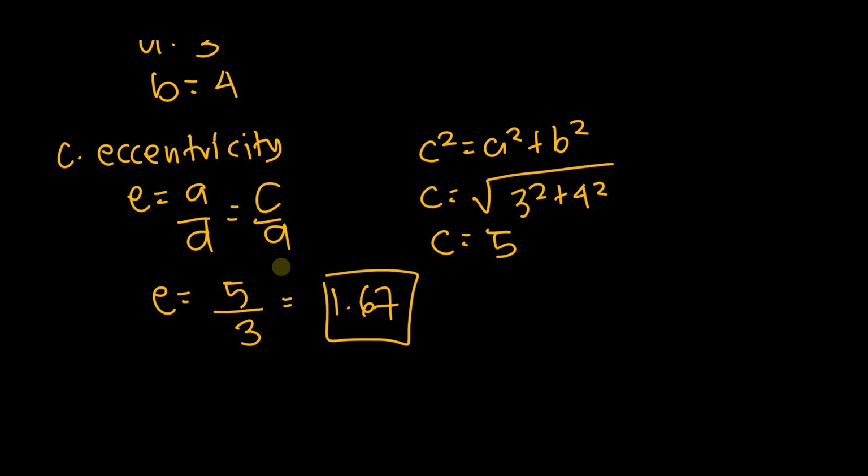Okay, that's for letter C. So for letter D, before we proceed to letter D, I forgot to mention something earlier. Let's be careful when using the calculator technique. By the calculator technique, we already got our center, 2, negative 3. We got a, which is 3. We got b, which is 4.